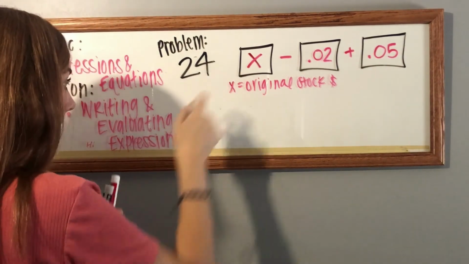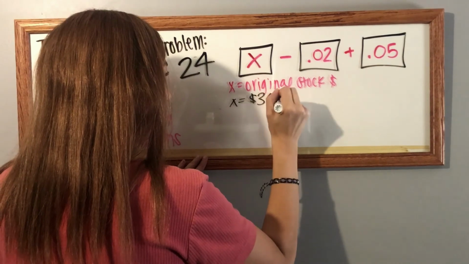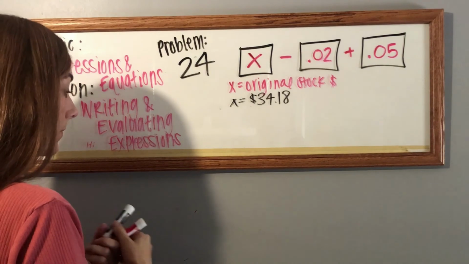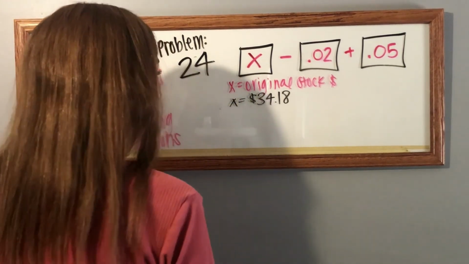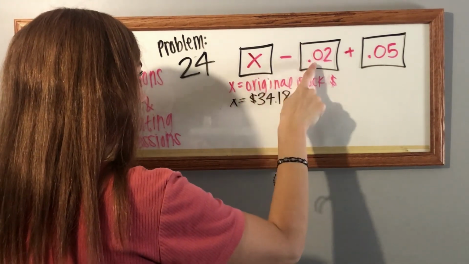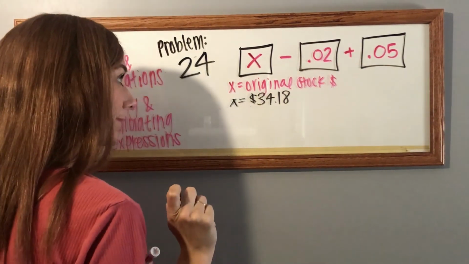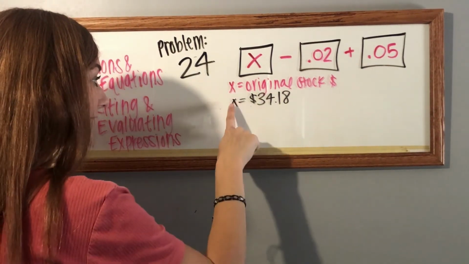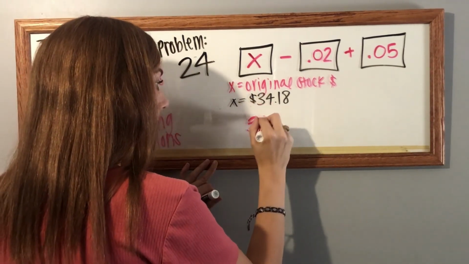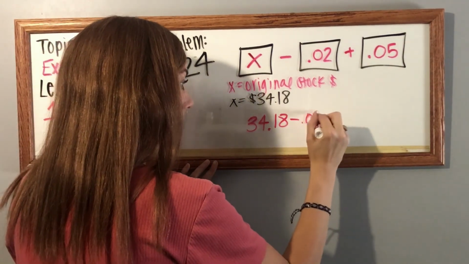And then for the second part, it says if 1 share of the stock costs $34.18 at the start of business on Monday morning, what is the price of 1 share of stock by the close of business on Tuesday evening? So they're basically saying it went through the drop of 2 cents, and then it went back up by 5 cents. Our X, our variable, they're giving us a number here. So X equals $34.18. I'm going to plug that into my expression.